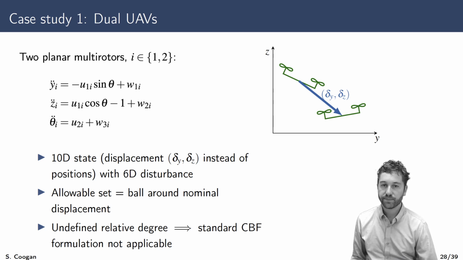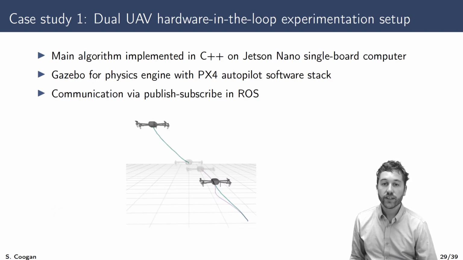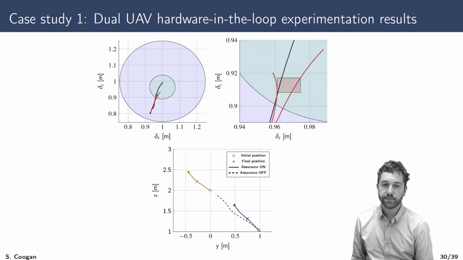runtime assurance approach. For this example, we demonstrate our algorithm on an embedded hardware-in-the-loop experiment. Our algorithm is implemented in C++ on a Jetson Nano single-board computer, as it would be in a full hardware experiment. We use Gazebo for the physics engine, and we incorporate our controller in the PX4 autopilot stack. Communication for this experiment is handled with ROS. This slide shows a snapshot from the experiment that I'll show shortly.